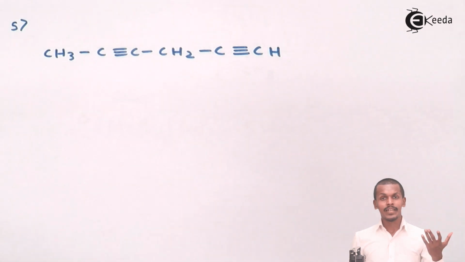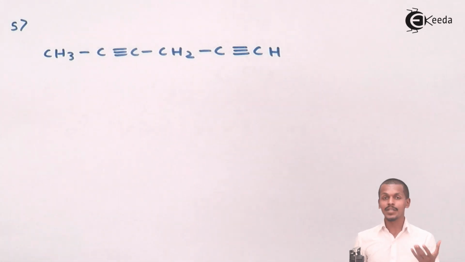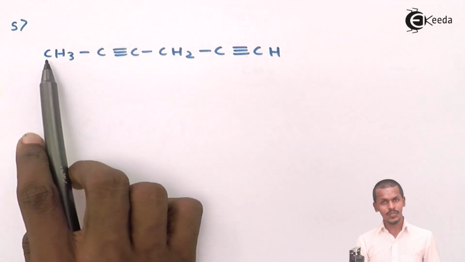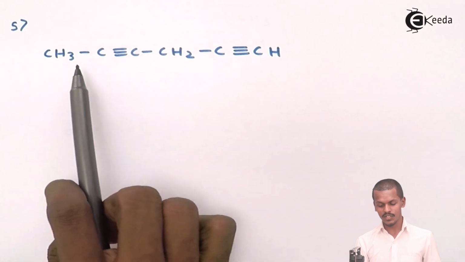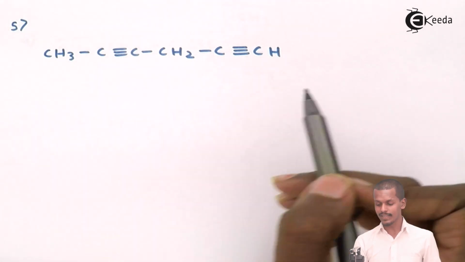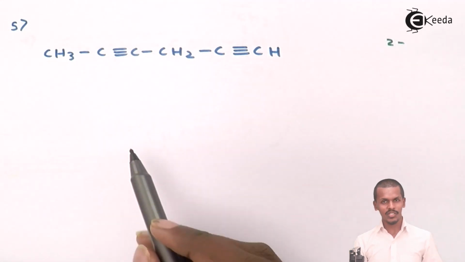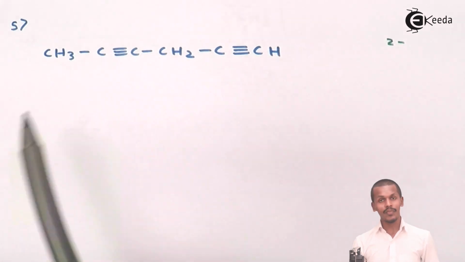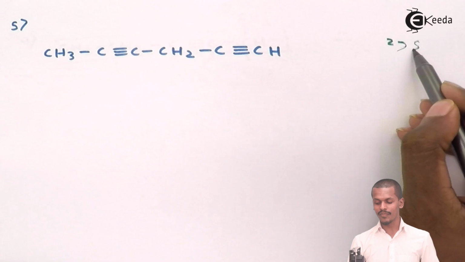And the main thing is numbering. From which end do we have to number? From that end where we could get the lower number for the multiple bond. So suppose I select it from here, this would be carbon number 1, this would be carbon number 2. I could see that at carbon number 2 a triple bond is observed, then carbon number 3, 4, 5, making it known as 2, 5.